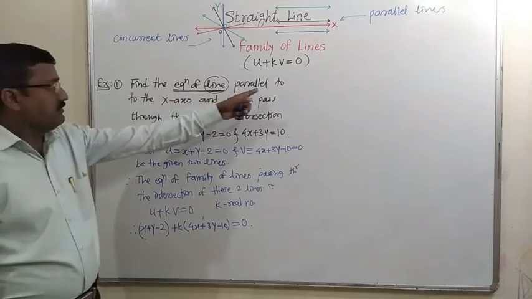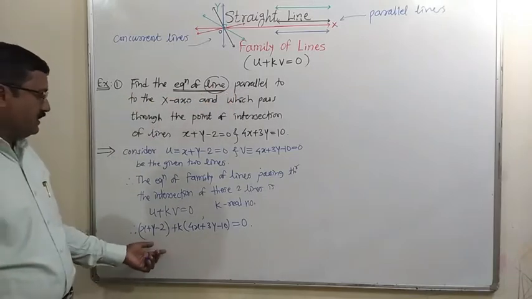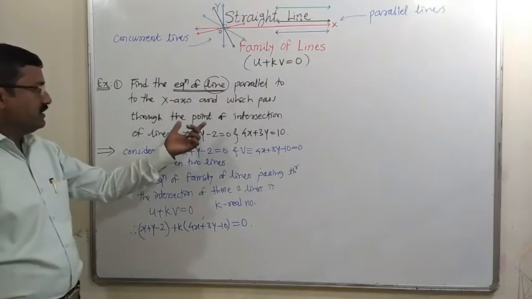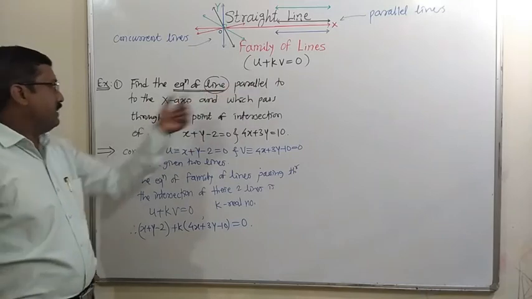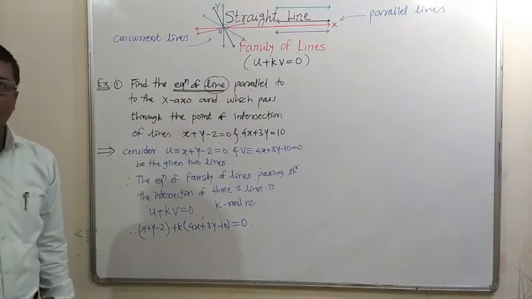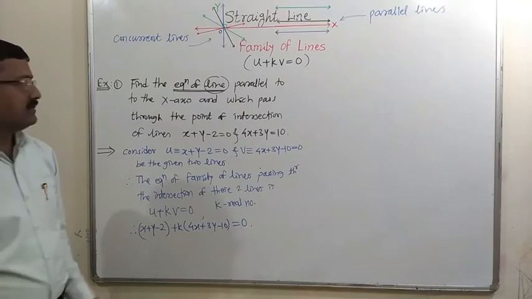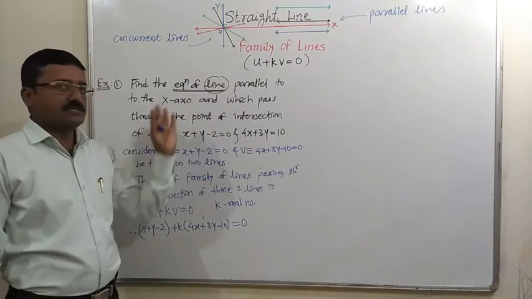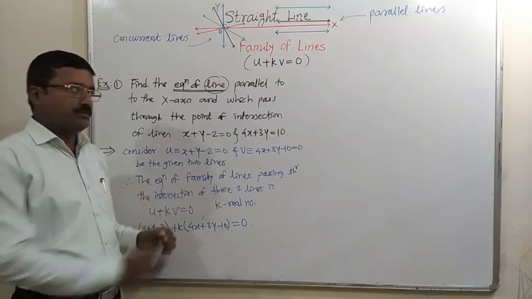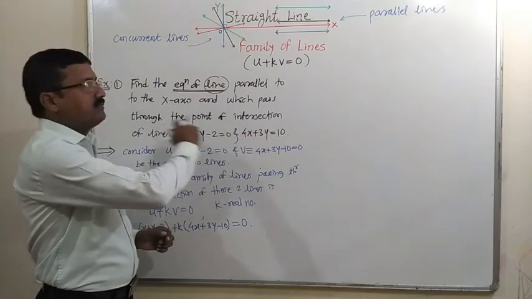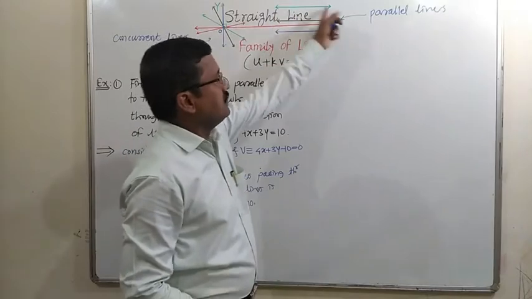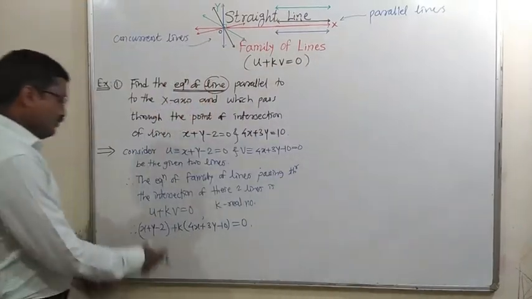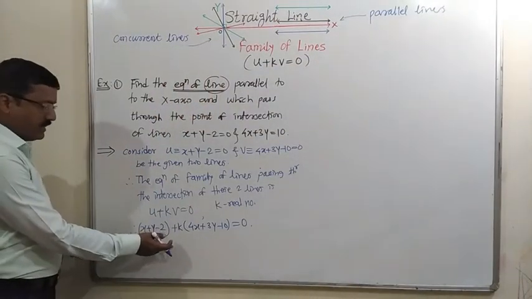The equation of line, we need the equation of single line. This is the equation of family of lines, and we need only single line which is parallel to x-axis. What is the meaning of parallel to x-axis? The meaning of line parallel to x-axis means its slope is 0. Because slope of x-axis is 0, equation of line parallel to x-axis, its slope is also 0. So we will take the slope of this line as 0.